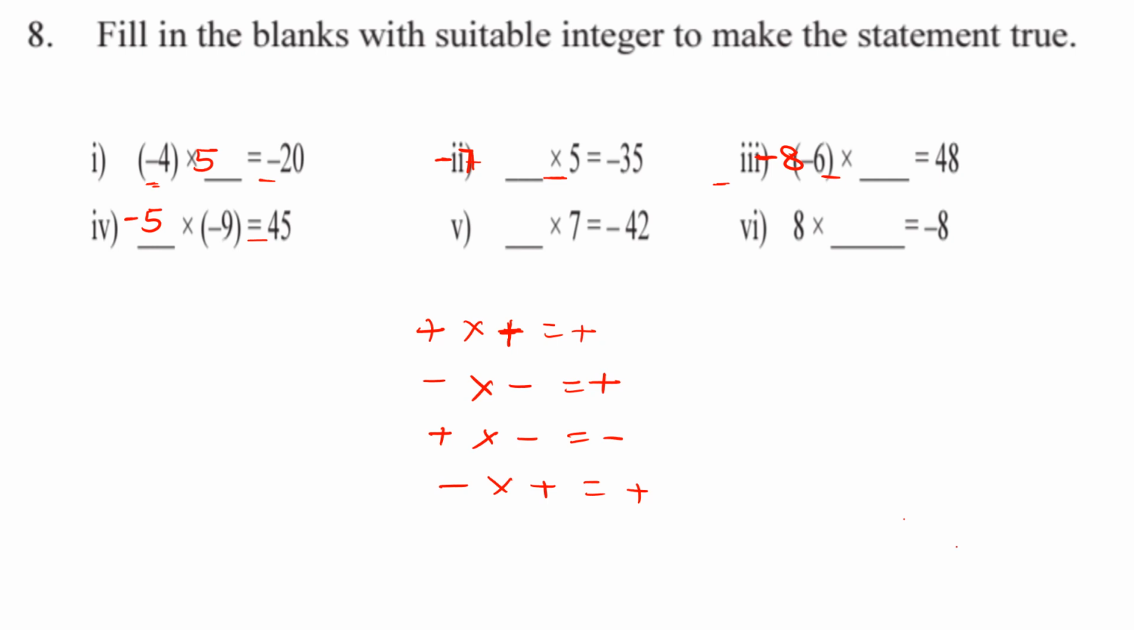Here also they have given positive, and in the answer it becomes negative. 7 6s are 42. So plus into minus should be minus. Now positive into minus is minus. 8 1s are 8. Right, children? So these are the answers.